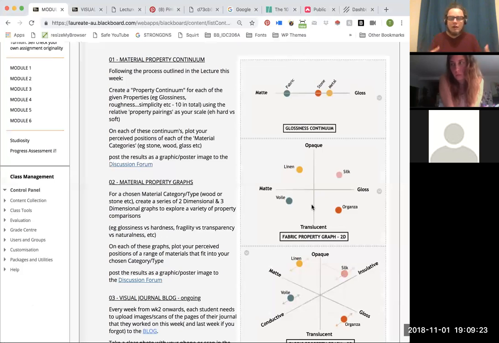So these graphs are not locked in science, but they're a good way for you to organize your thoughts, and again, to give meaning to your choice of materials as you move forward, rather than just going, I've chosen polished concrete because it's hard and gray. You can actually talk more to the emotional value that it brings to your project and how it relates to the idea of the narrative.